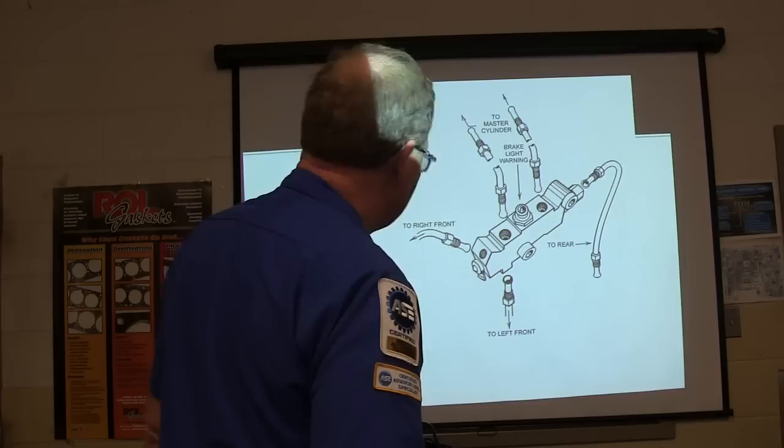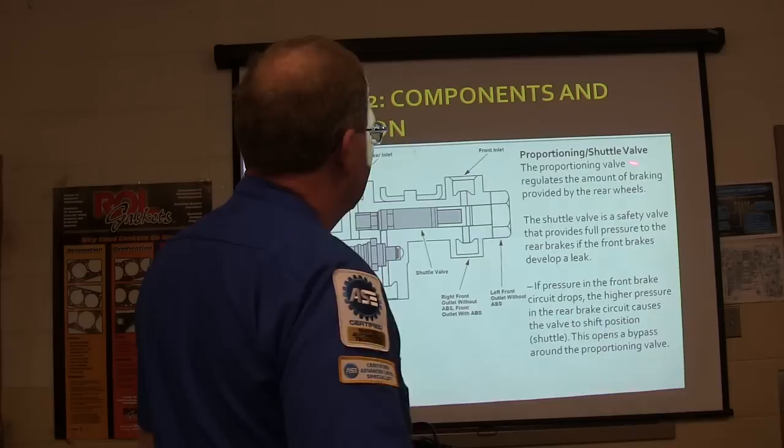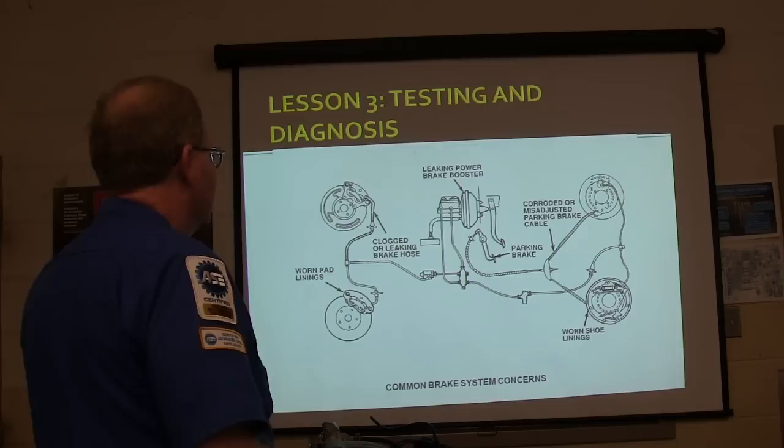And this right here, this is what they look like on the car, sort of. This goes to the left front, right front, the rear, and the brake warning light hooks up right there. But the ABS system incorporates all this stuff, okay? And then you got a shuttle valve. I ain't gonna dig into a lot of that. It's a safety valve. It gets full pressure of the rear brakes if the front brakes develop a leak. And you don't usually see a whole lot of that.